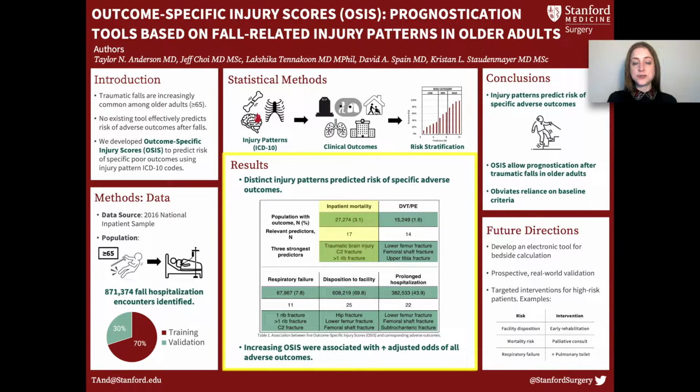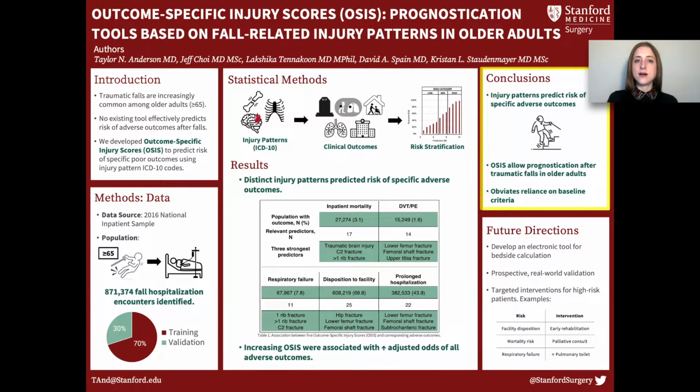predicting inpatient mortality. Femur fracture was a common strong predictor of multiple poor outcomes, which is consistent with previous research. We also noted that increasing OSIS score for one outcome resulted in greater odds of all other poor outcomes.